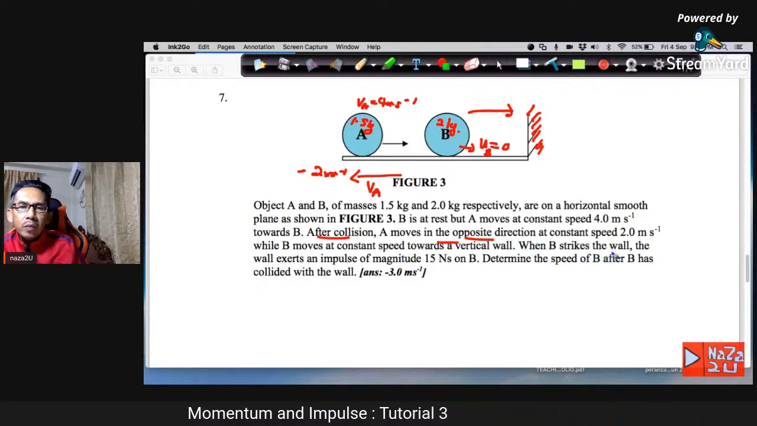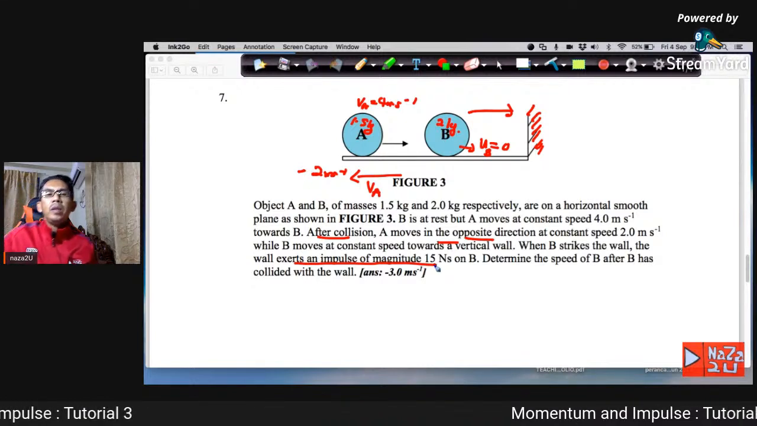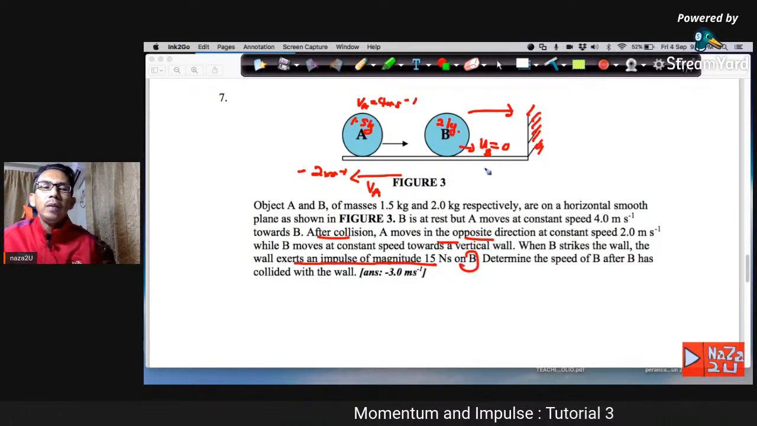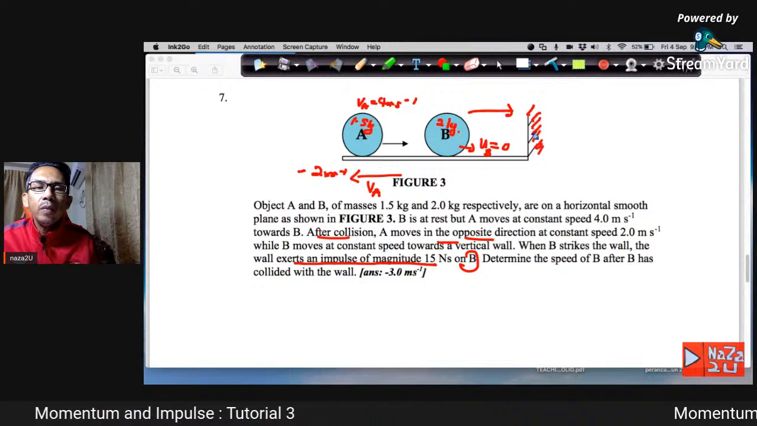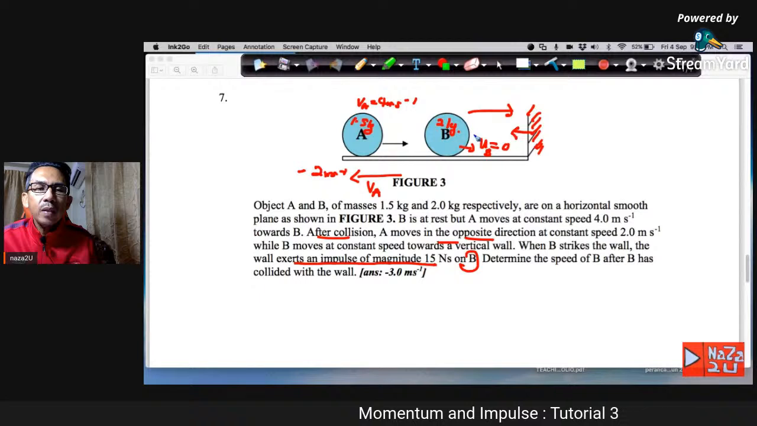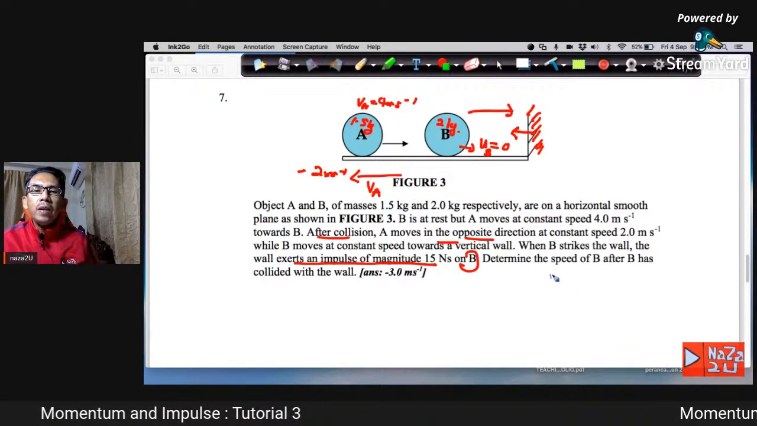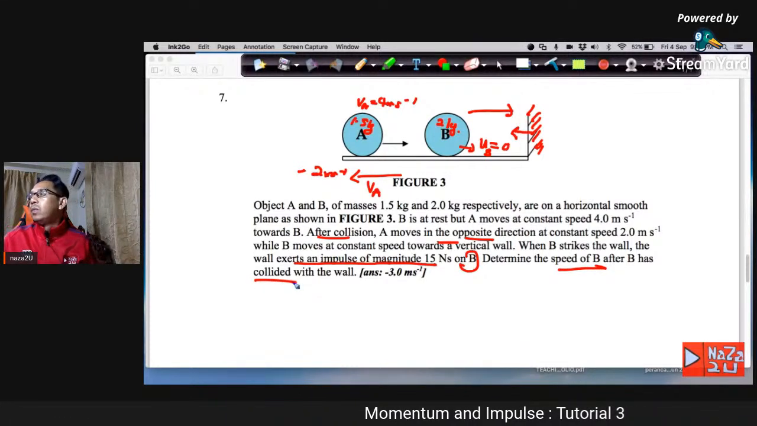When B strikes the wall, the wall exerts an impulse of magnitude 15 Newton second on B. So after the collision, B goes straight to the wall, collides with it, and the wall gives an impulse of 15 Newton second on object B. Now find the speed of B after colliding with the wall.